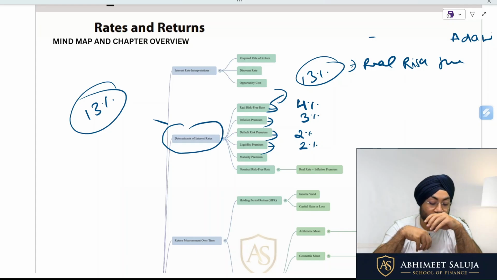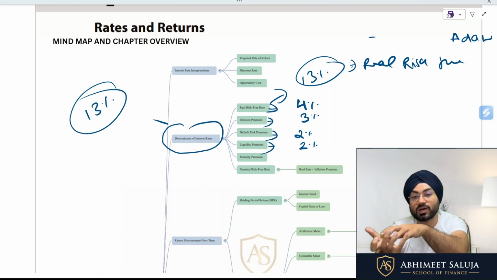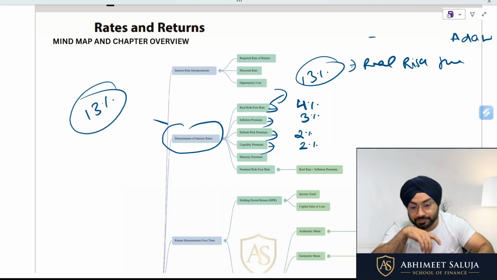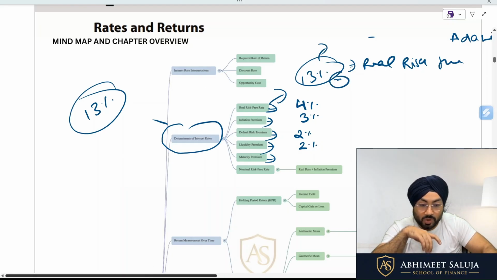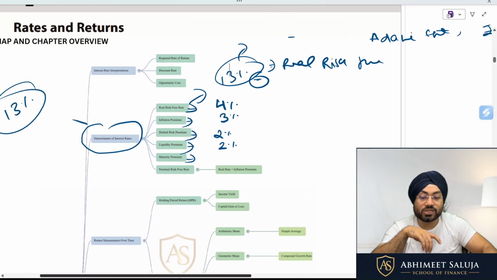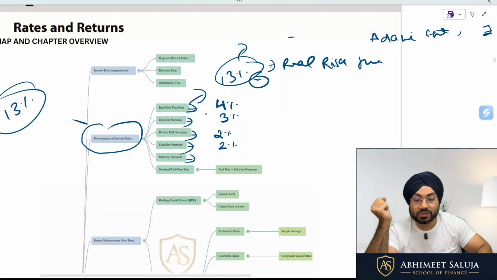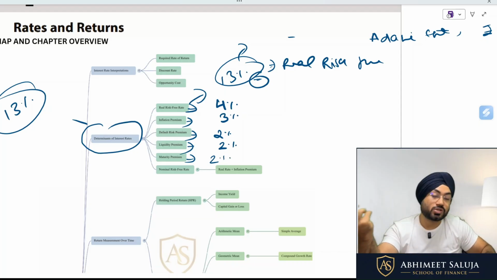Because if the lock-in period is more, my money gets locked up for a longer period. I need compensation for that. So that is basically maturity premium. So this is how we get to the 13% interest rate. In this case, Adani Enterprises issued a bond of 10 years. So for 10 years, your amount will get blocked, right? So you need some compensation for that. So what is the total as of now? 4 plus 3, 7, 7 plus 2, 9, 9 plus 2, 11, 11 plus 2, 13. Okay. So say maturity premium is also 2%.